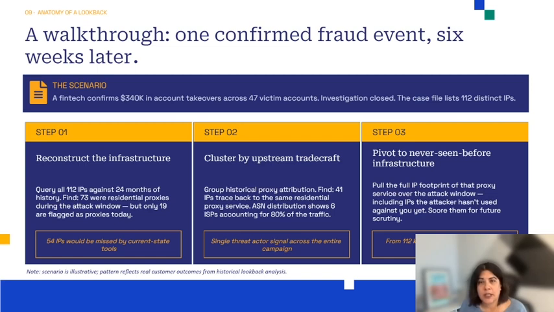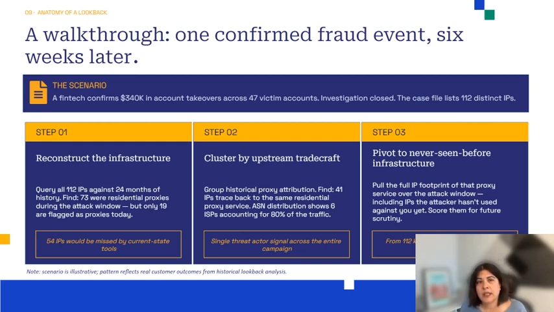When you cluster by proxy attribution historically, 41 of those IPs trace back to the same residential proxy service. Six ISPs account for 80% of that traffic. This wasn't 47 random attacks on 47 accounts. It was one actor, one campaign. And that signal for that point in time only exists in the historical data.